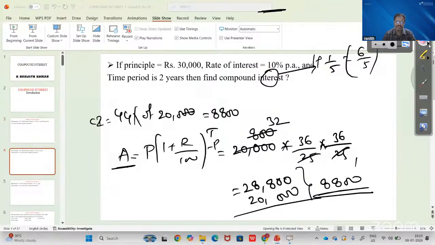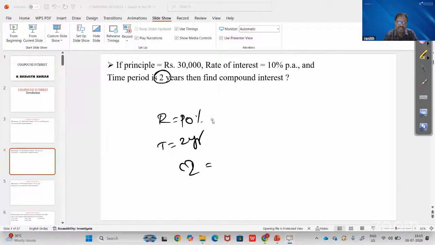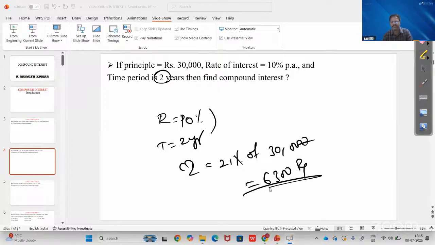So what is the answer here? Here the question is: 30,000 principal, rate of interest equal to 10 percent for a time period equal to 2 years. Where R equals 10 percent, T equals 2 years, then compound interest equals, just now we discussed, 21 percent. 21% of 30,000. Percent is cancelled. 21 into 3 equals 6,300 rupees. So the answer is 6,300 rupees.